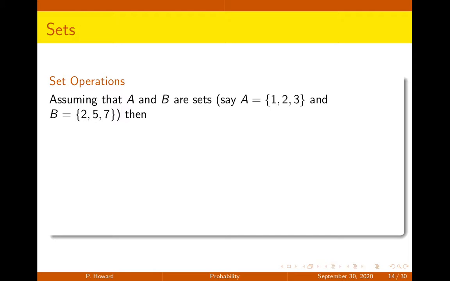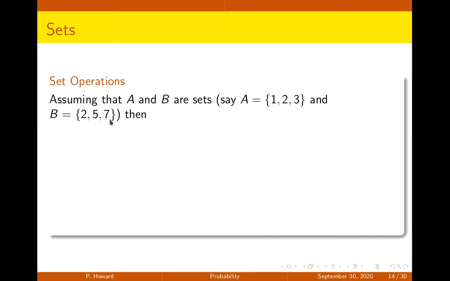Okay, now there are 2 operations on sets that we want to look at, which will be useful in our study of probability. So assume we have 2 sets, and just so that we have an example to look at, I'm using A being the set whose elements are 1, 2, and 3, and B in my example is the set whose elements are 2, 5, and 7.